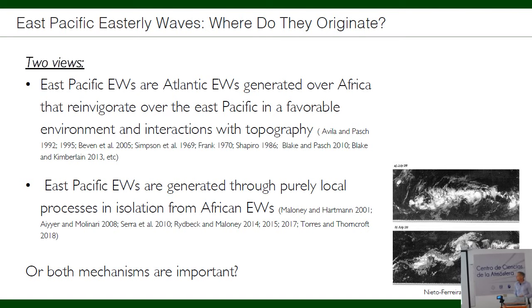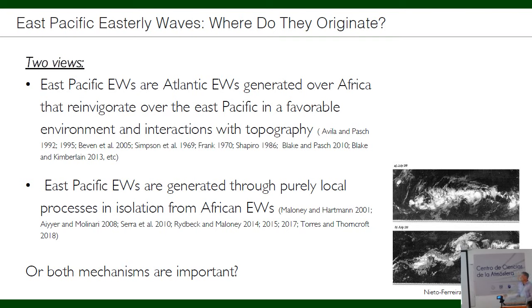One view is that East Pacific easterly waves are essentially Atlantic easterly waves that are generated over Africa, travel across the Atlantic, weaken, and then get reinvigorated in the eastern tropical Pacific. There's a series of papers here that espouse that view. That view is often invoked by places like the National Hurricane Center in the United States, where they argue that they can track easterly waves all the way across Central America from the Atlantic into the eastern Pacific, where they reinvigorate.